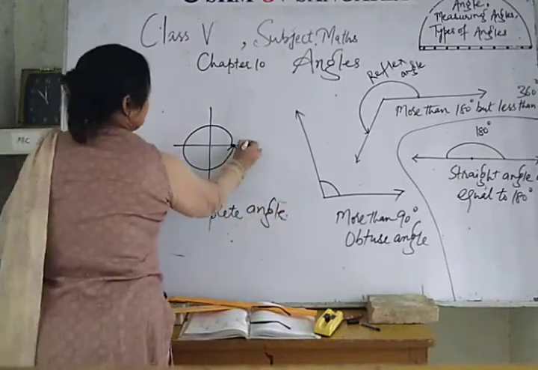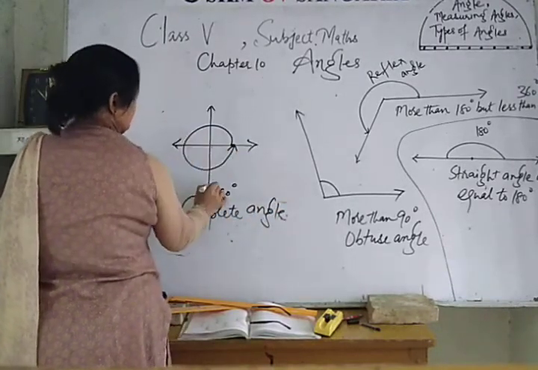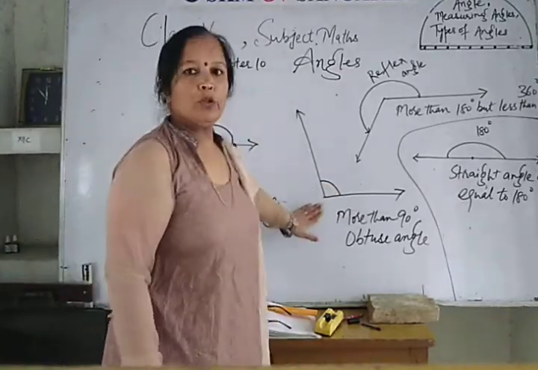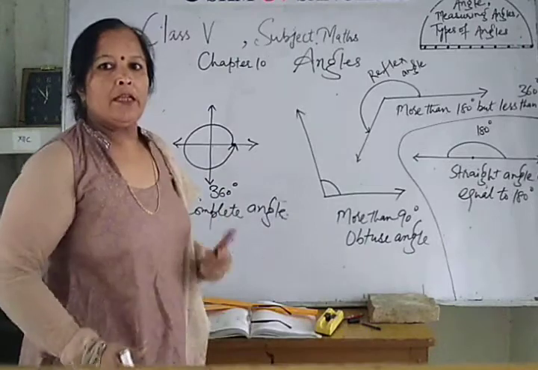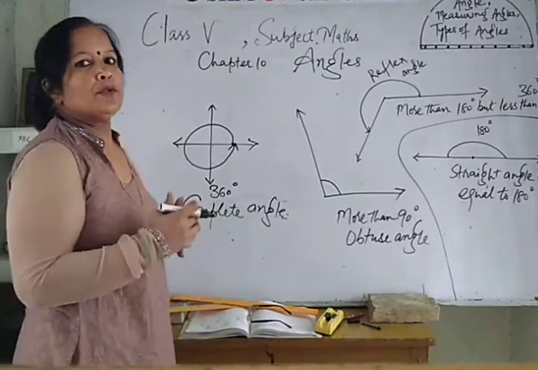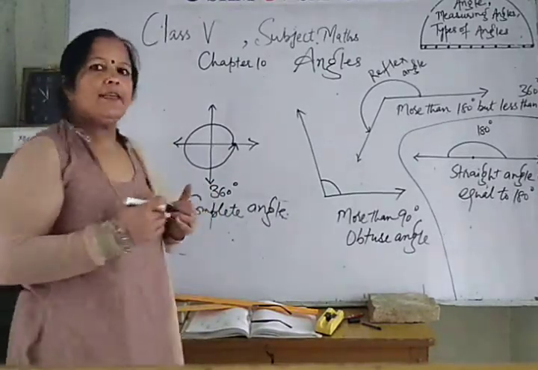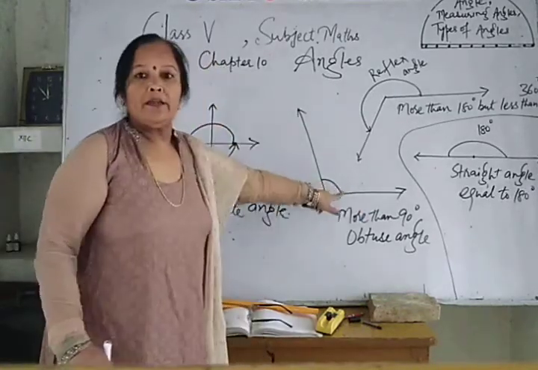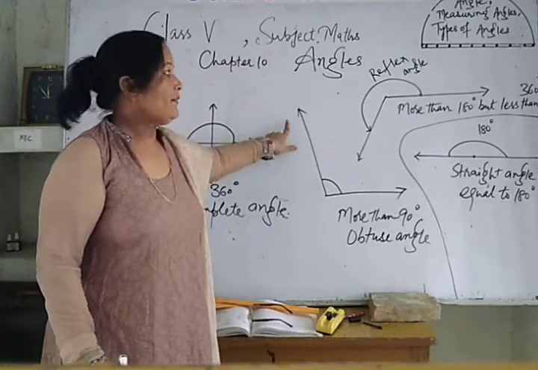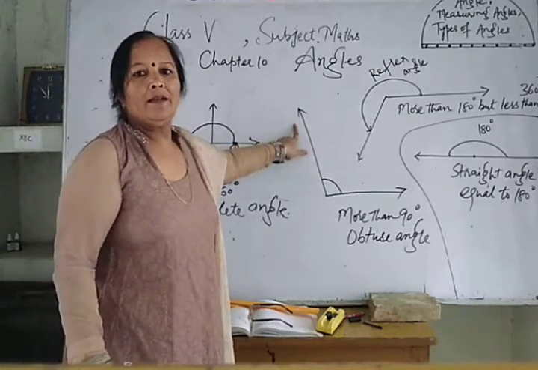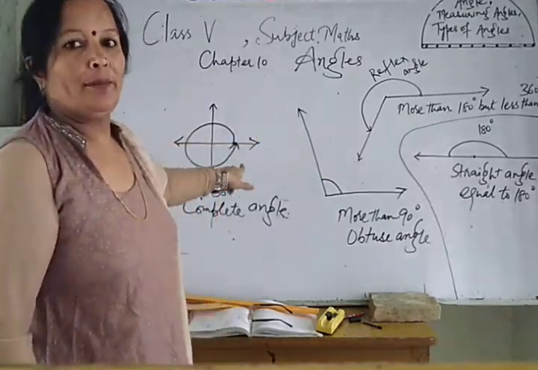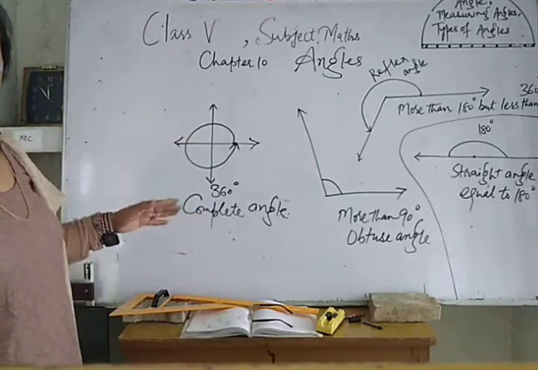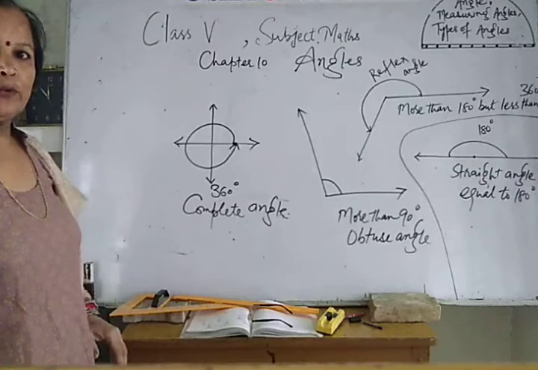When an angle is drawn, arrows should be shown on both sides. Some students, when they write an angle, don't put arrows. So whenever an angle is there, don't forget to put arrows, which mark the rays. If arrows are not there, then the angle will not be shown properly. So you should show the angles by arrows.